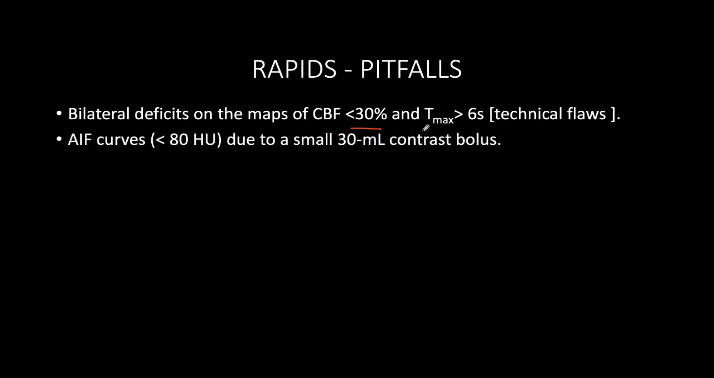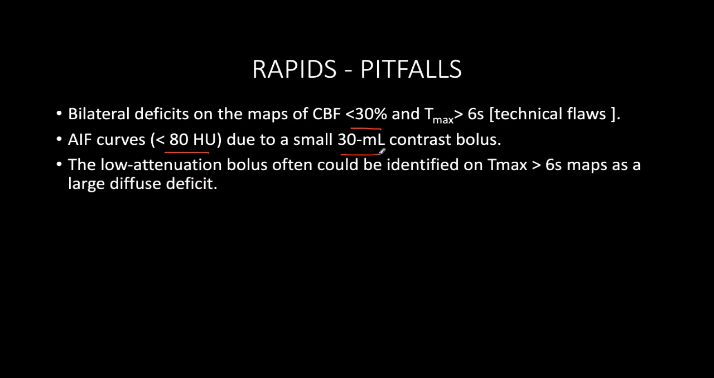The arterial inflow curve, usually we said 100 Hounsfield units. If it is less than 80, then it means that there is a smaller contrast bolus, so it may not be reliable. The low attenuation bolus often could be identified on Tmax greater than 6-second maps as a large defect, so watch out for those.